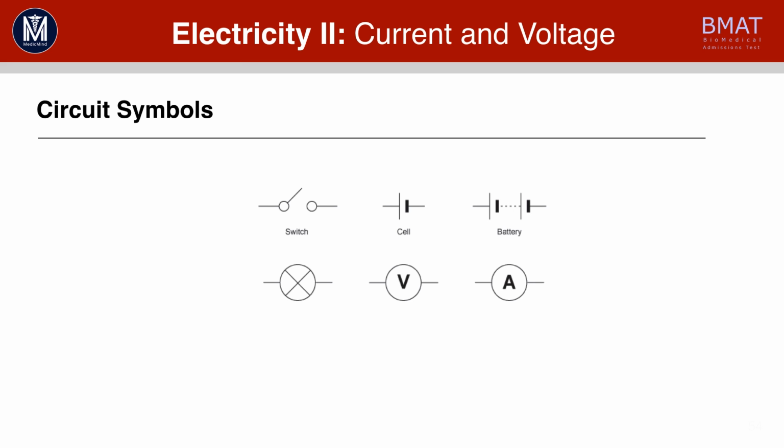Have a go again. The first symbol is a lamp, the second symbol is a voltmeter, and the third symbol is an ammeter. Have a go again. The first symbol is a resistor, the second symbol is a variable resistor, and the third symbol is a motor. A variable resistor is a resistor which can be adjusted, so you can adjust the amount of resistance in the circuit.